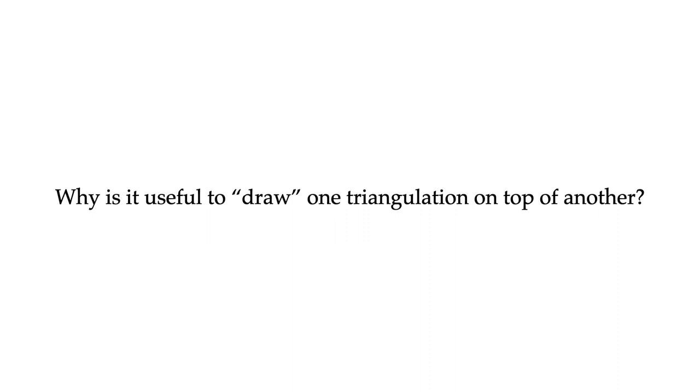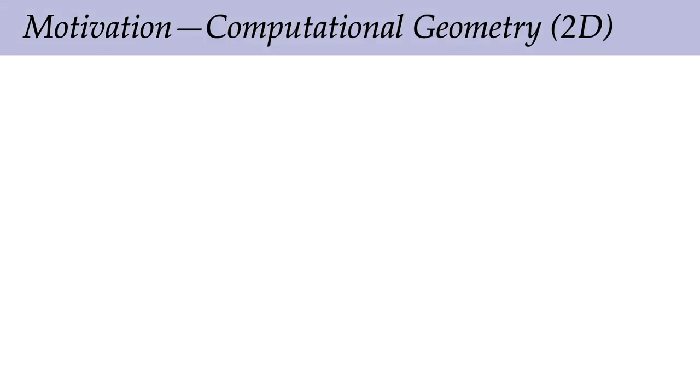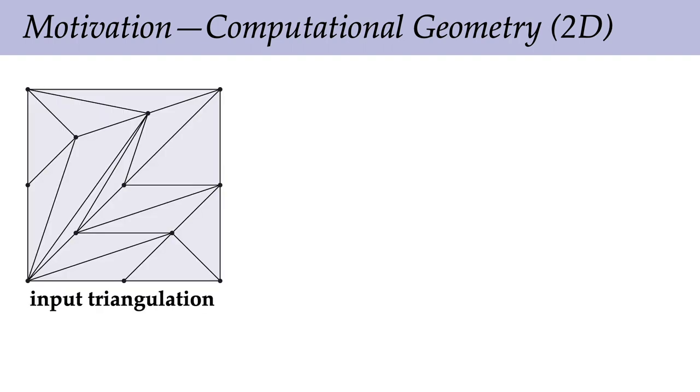A natural question to ask at this moment is, why are we doing this? Why might it be useful to draw one triangulation on top of another? I'm going to try to motivate this from three different angles. The first one is classical computational geometry. Let's say I have a triangle mesh in the plane, and I want to somehow make it better, but while preserving the original vertices.